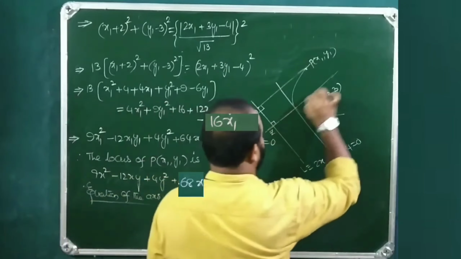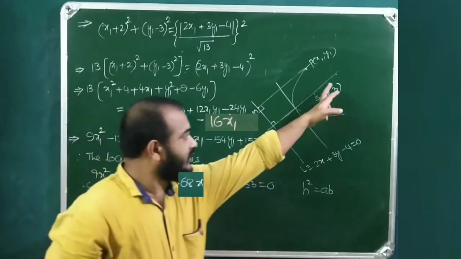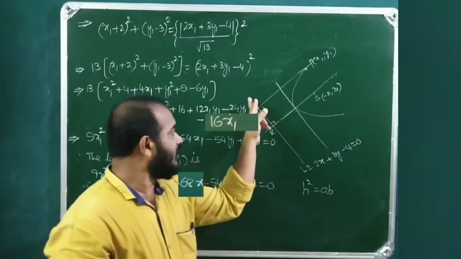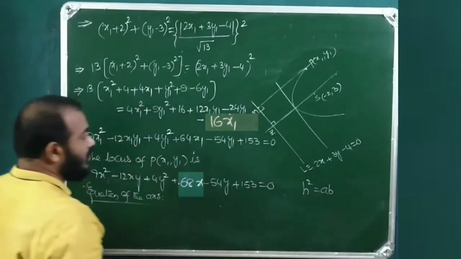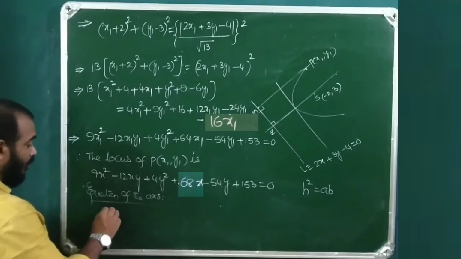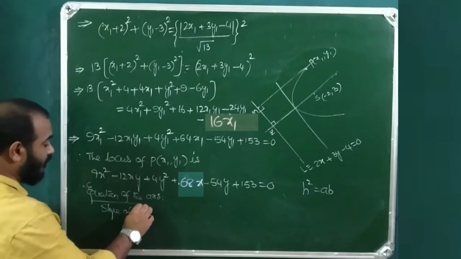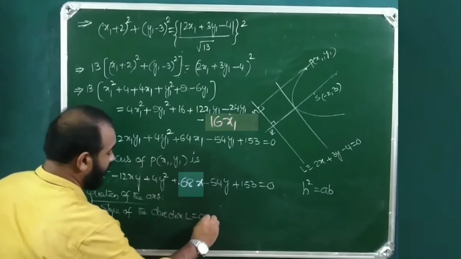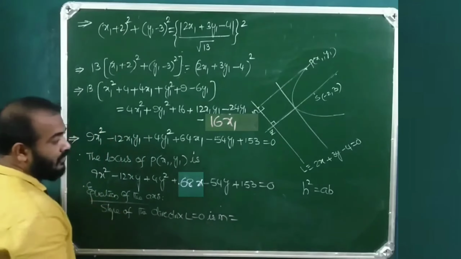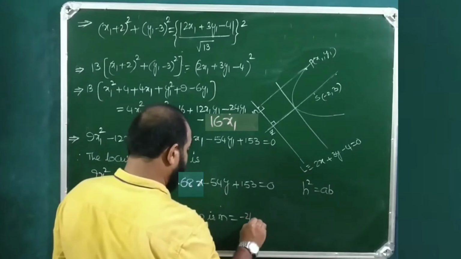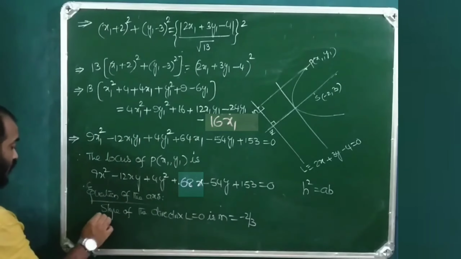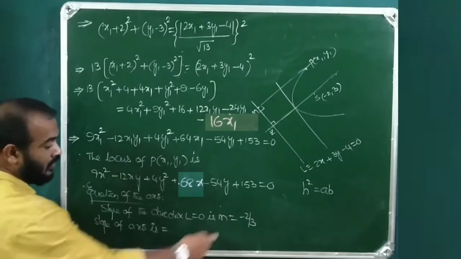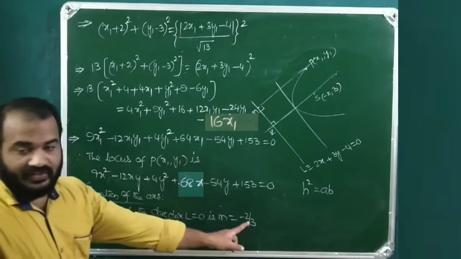To obtain the equation of the axis, note that the axis and the directrix are mutually perpendicular to each other. So what is the slope of the directrix L equals 0? The slope is m equals minus a by b, which is minus 2 by 3. Therefore, the slope of the axis is 3 by 2, the perpendicular slope of this.